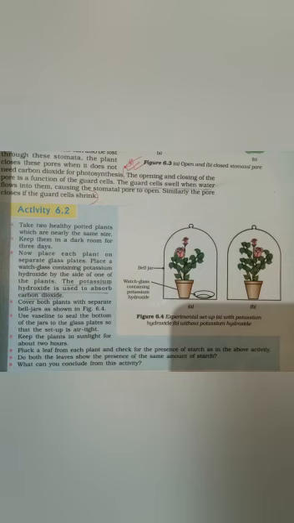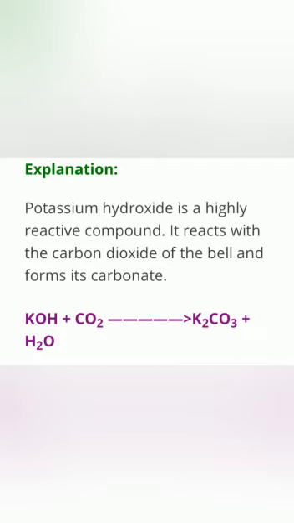Now we have placed each plant on separate glass plates, and a watch glass containing potassium hydroxide is kept near the plant which is shown in figure A. Why have we placed potassium hydroxide in the first case? Because potassium hydroxide will absorb carbon dioxide and form potassium carbonate, K2CO3.